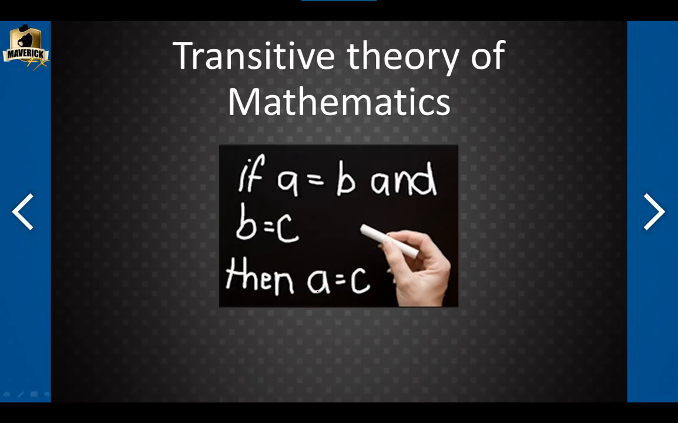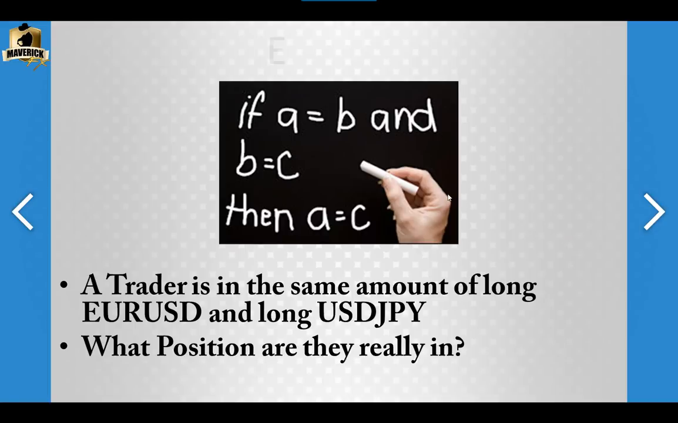If A equals B and B equals C, then A equals C. Raise your hand if you remember the transitive theory of mathematics. Okay, good. It's not that hard. If A equals B and B equals C, then A equals C. So how in the world does that apply to currency trading? Well, let's talk about it. Let's give an example here.